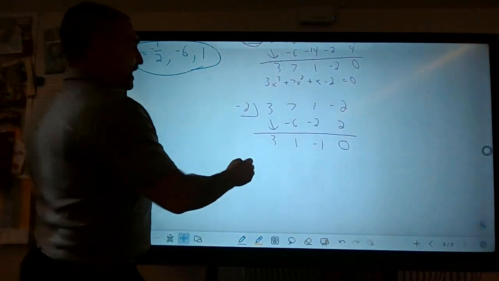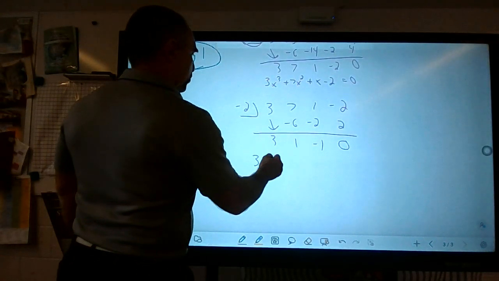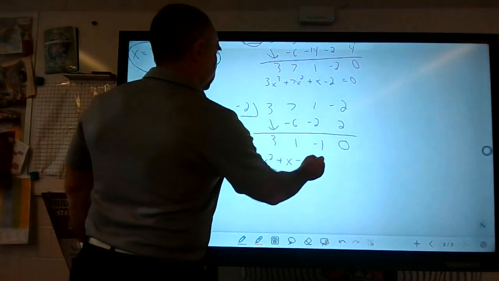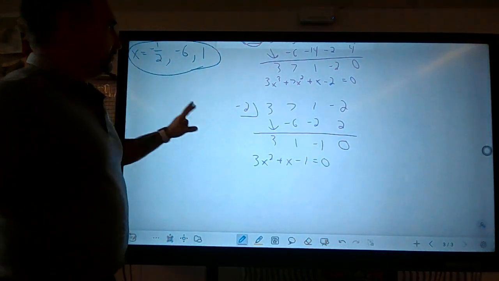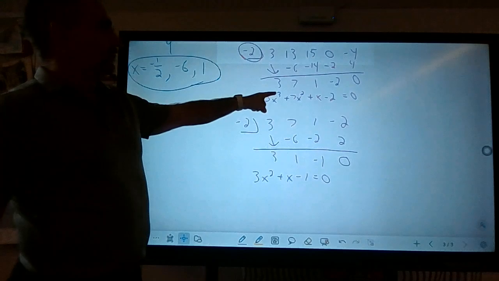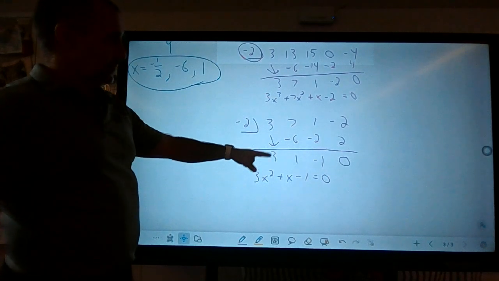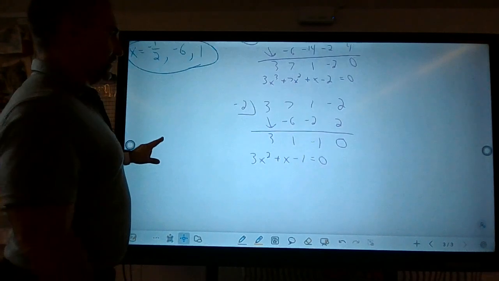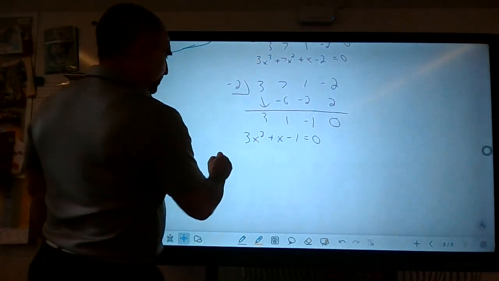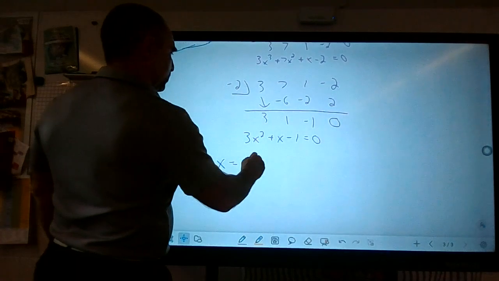And so now what do we have? We have 3x squared plus x minus 1 equals 0. Well, how do I know it starts with a 2nd degree term? Because you had a 3rd degree term. You divided it by a linear term, which we're always doing with synthetic division. So basically, you just drop the degree down 1. Now this here, I don't think that's going to be factorable, so I'm going to go right to the quadratic formula.